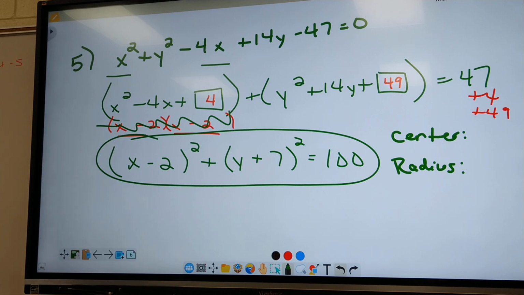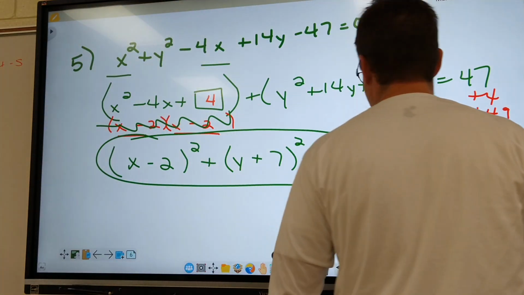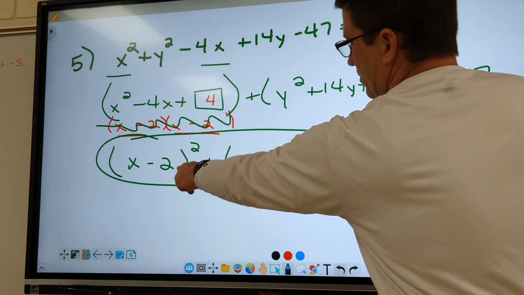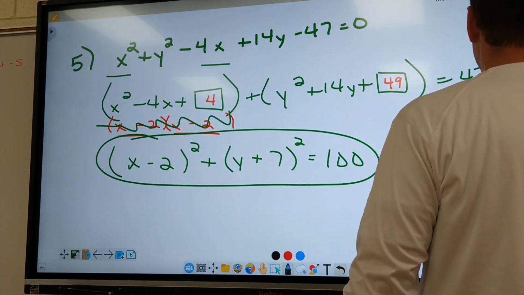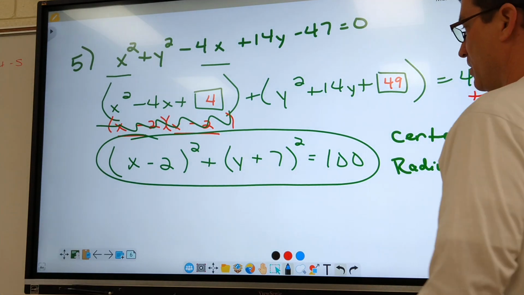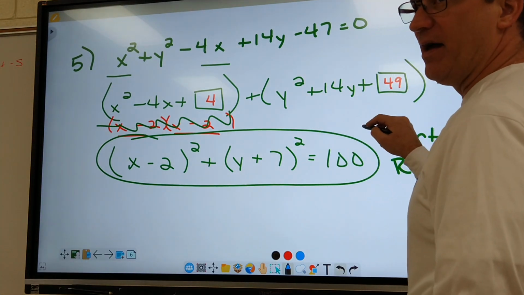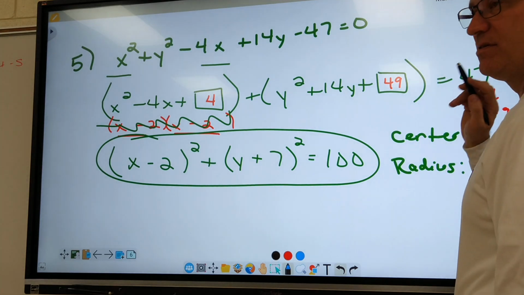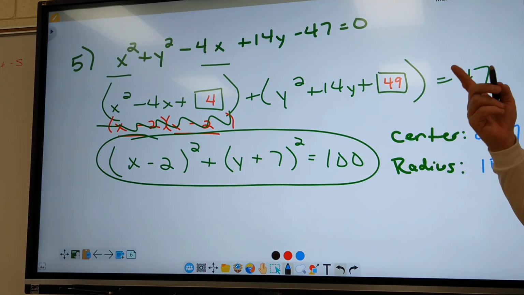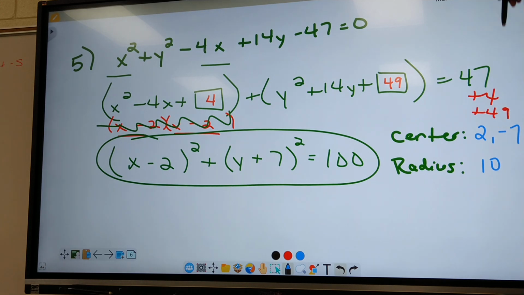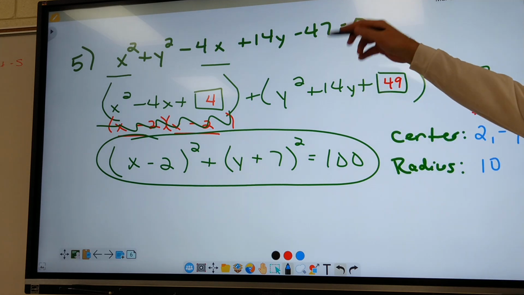All right, so Matthew, what is my center going to be now from here? Positive 2, negative 7. What's my radius going to be? That's when you take the square root of that. So the square root of 100 is 10. Now, I'm not making you graph this one. If I were, then you would have to count up 10, down 10, right 10, left 10. It'd be a big circle. And you won't have to graph many of them on the test. You'll mainly have to do this type work.